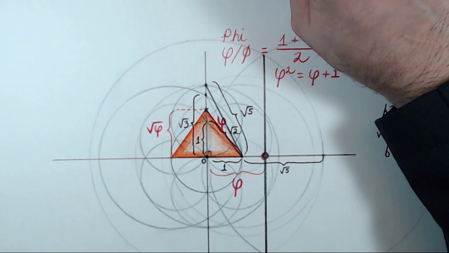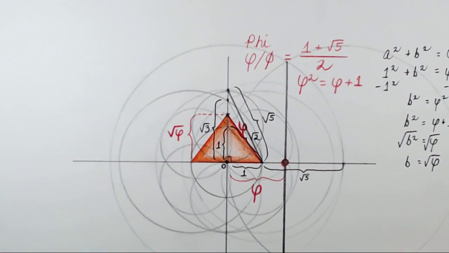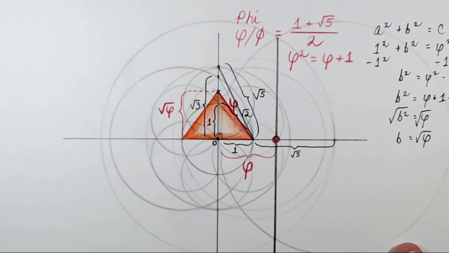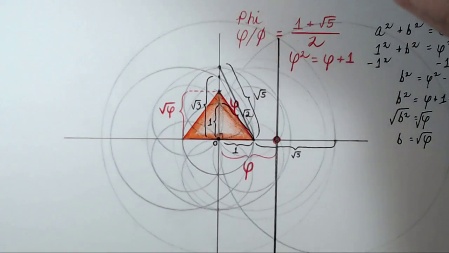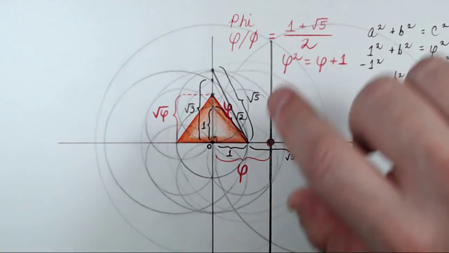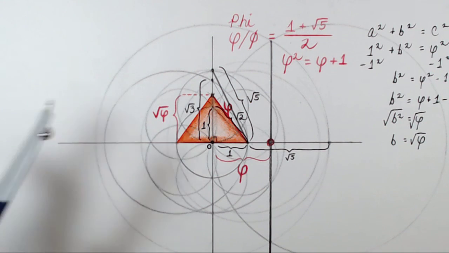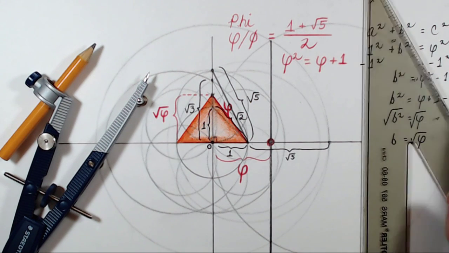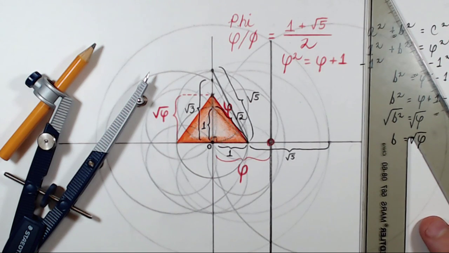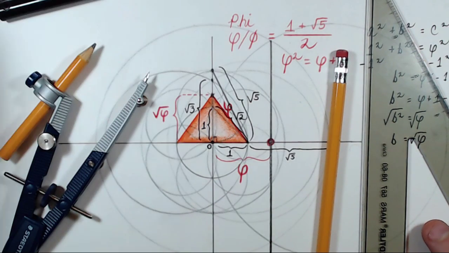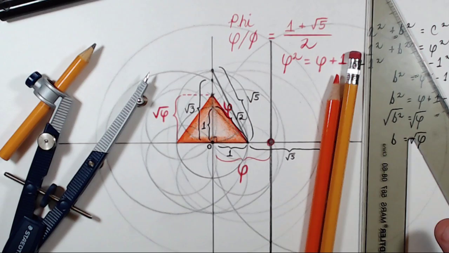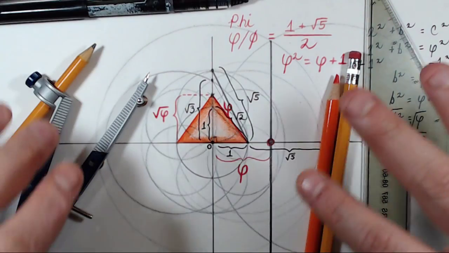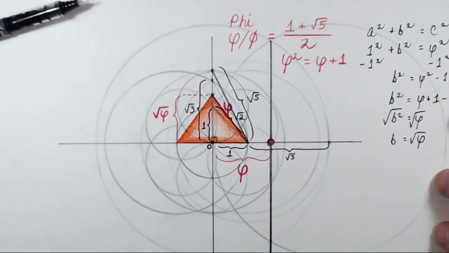And I want to thank you for watching. I think this is quite fascinating that we're able to find all of this information in such a simple image using nothing but a compass, a straight edge, pencil, pen, a couple of colored pencils. Very interesting that we can find all of that.